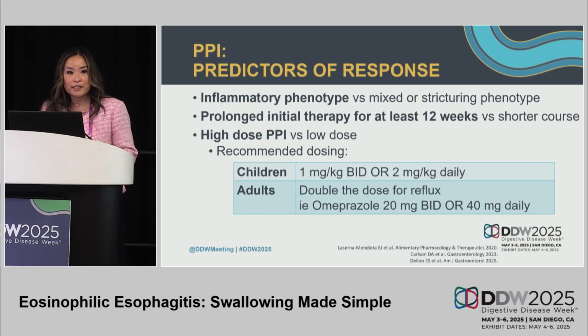So in the recent ACG guidelines, the recommended dosing for children is 1 to 2 mg per kilo: 1 mg per kilo BID or 2 milligrams per kilo daily. In adults, it is double the dose for reflux, so omeprazole 20 mg BID or at least 40 milligrams daily.